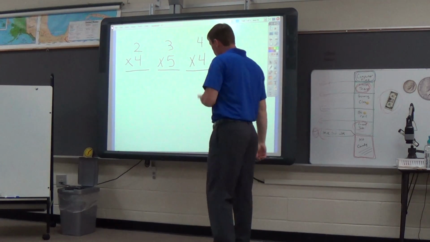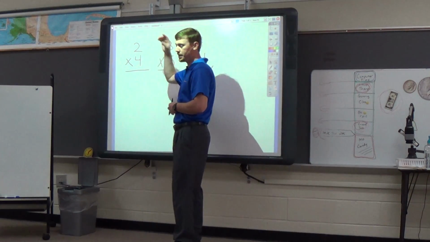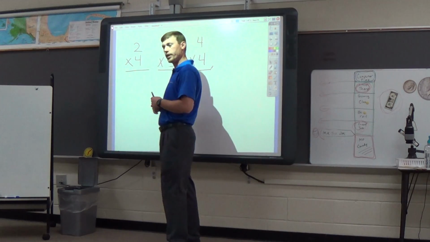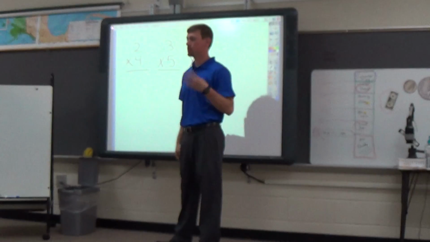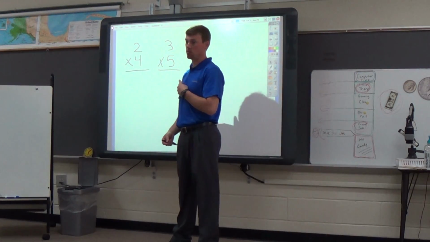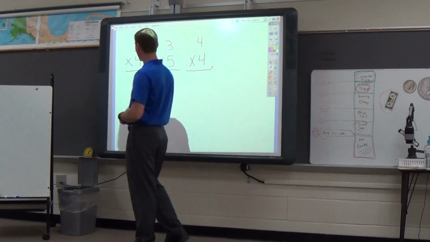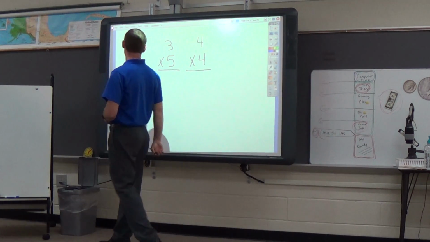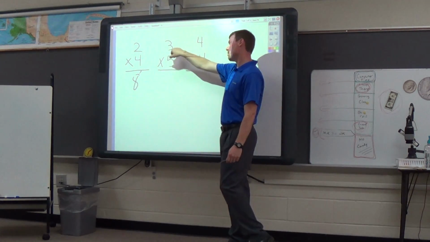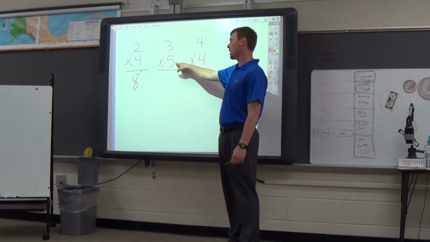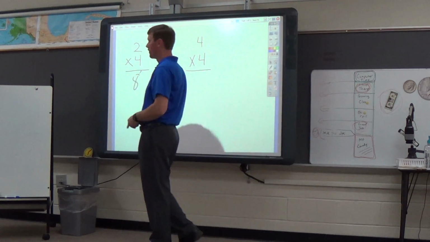Now, for example, I know that I can skip count by twos. If I did not know what 2 times 4 is, and I know you guys know that, but if I didn't know, then I would simply skip count by twos. 2, 4, 6, 8. So what does that give me? What's 2 times 4? 8. Yes, exactly. Now, same thing. I can skip count by 5s better than I can 3s. So I'm going to grab this 5 right here. 5, 10, 15. Very good.